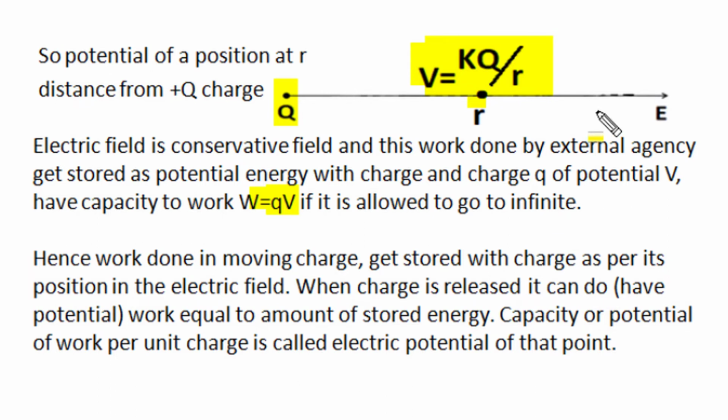Hence, work done in moving charge in electric fields gets stored with the charge as per its position in the electric field, and a charge at positive or higher potential, when released and going to lower potential or infinity, will release its amount of stored energy. So we can say, in comparison to infinity, the capacity or potential to perform work per unit of charge is called the electric potential of that point in the electric field.